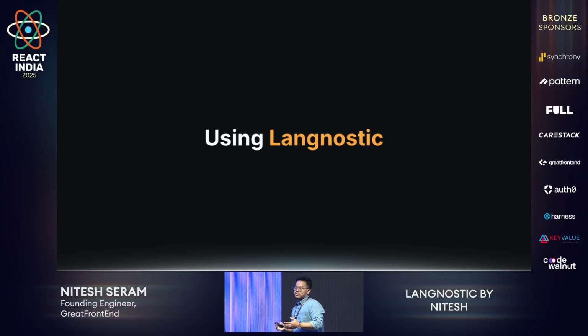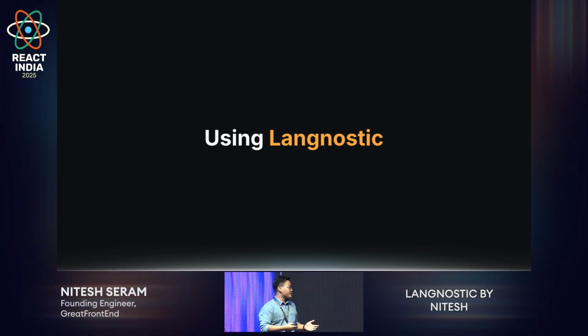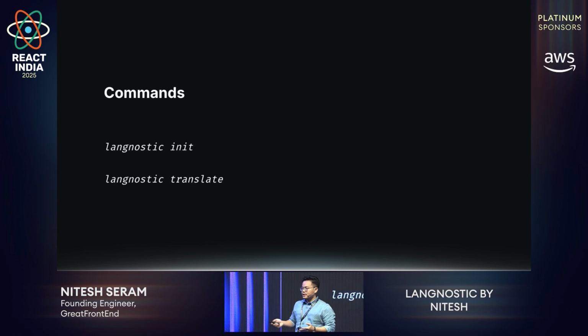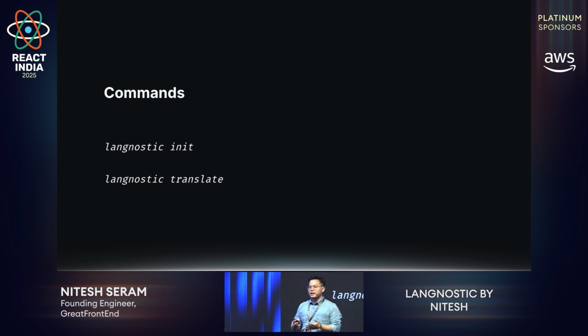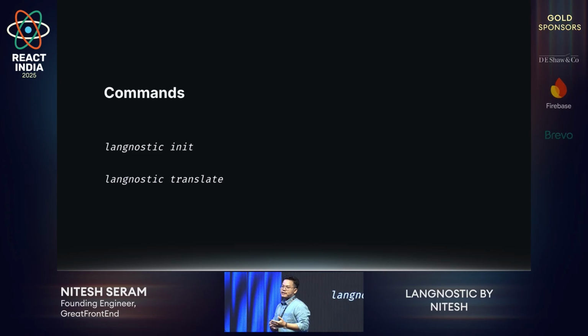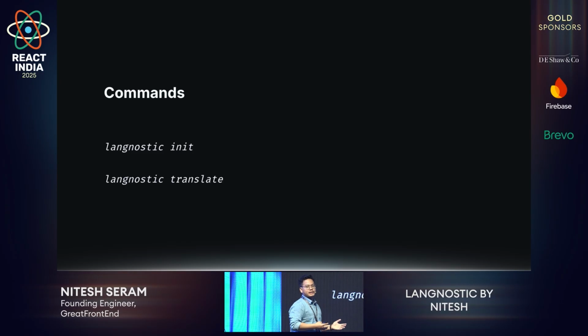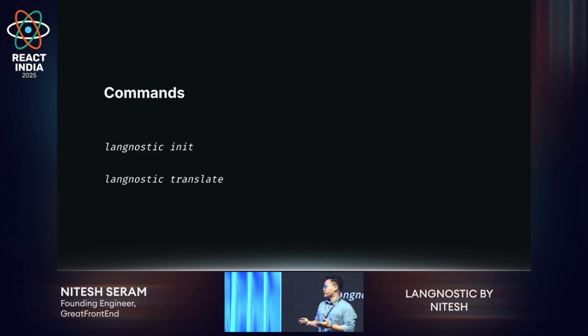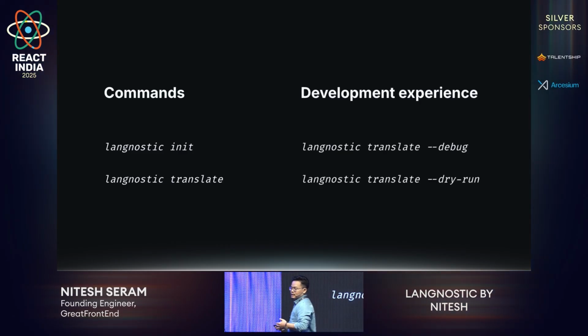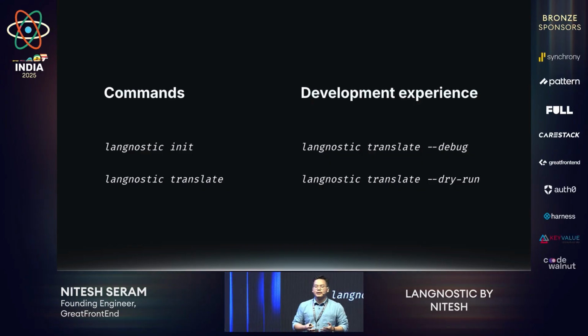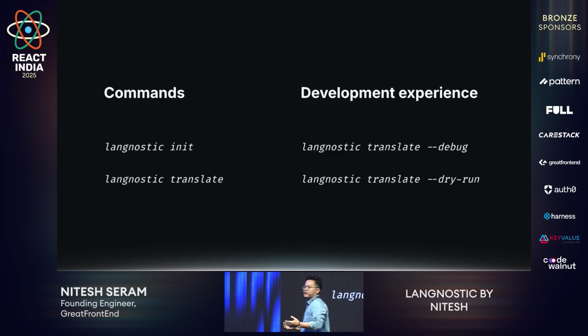Now, how do you use Langnostic in your application? Langnostic works on mainly two commands. First is Langnostic init. When you run this command, it creates a default Langnostic configuration, which contains all the configuration that Langnostic needs to run. And the next command is Langnostic translate, which is as the name suggests. When you run this command, it translates your application based on the Langnostic configuration that you have set up.